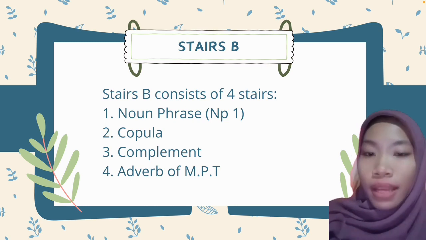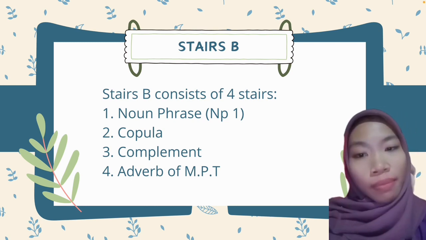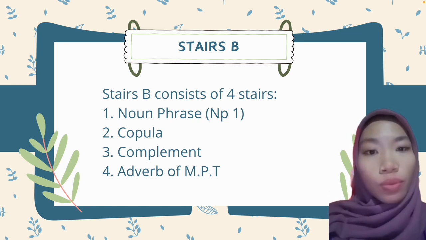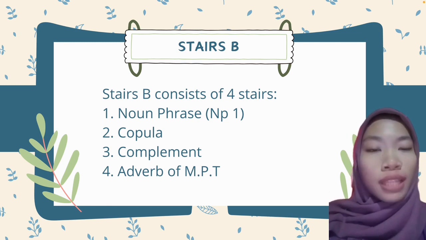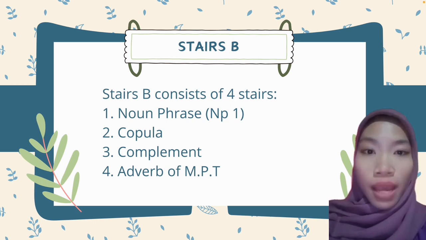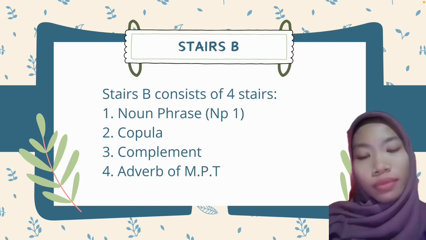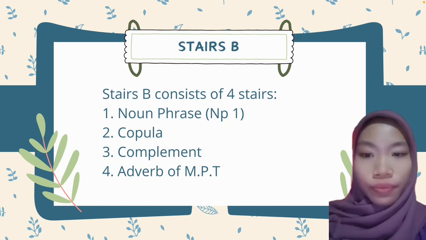Is is used for subjects he, she, it. Am is used for subject I. Are is used for subjects they, we, you. Was is used for subjects he, she, it for the past. And were is used for subjects I, you, we, they for the past too.